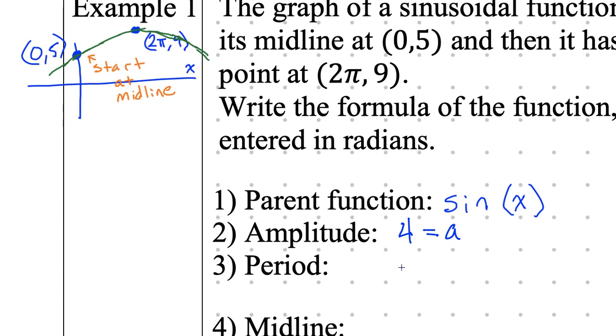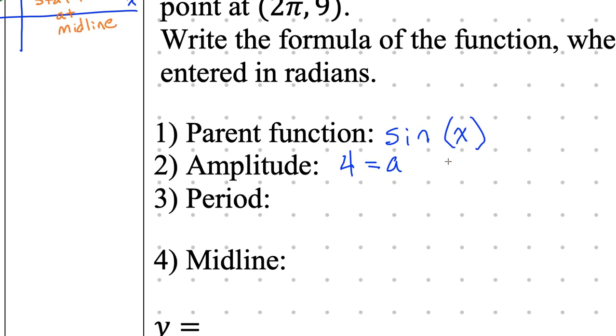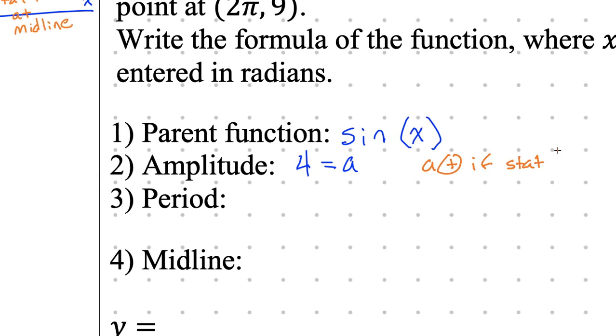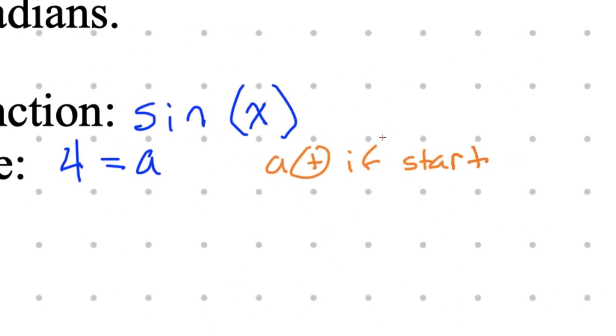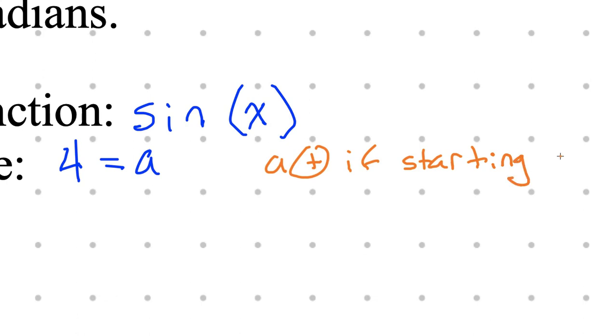And I'm going to write that down in the notes just in case you didn't catch it. A is positive if going up, if starting up. And finally, A is negative if starting to go down.